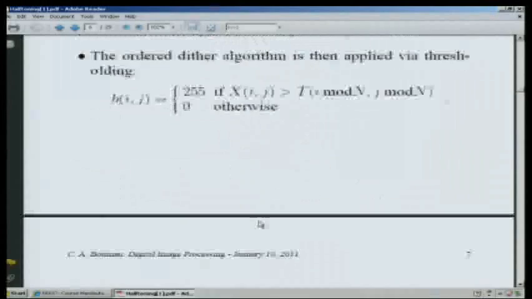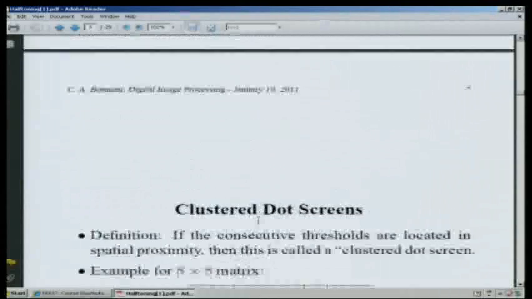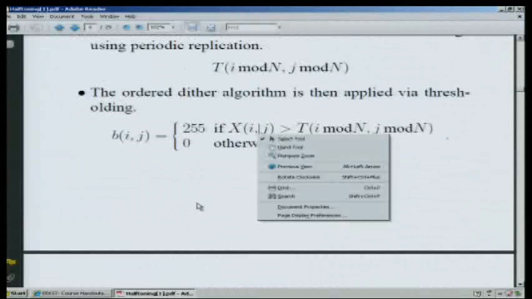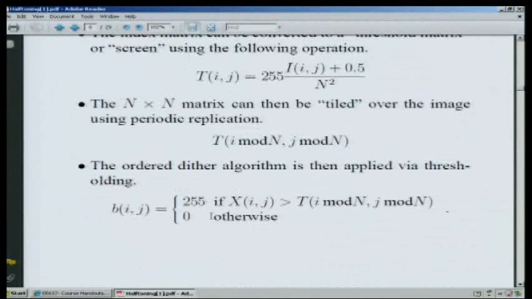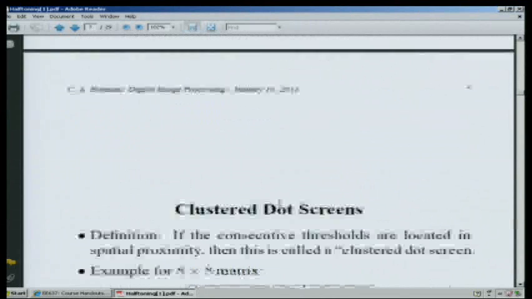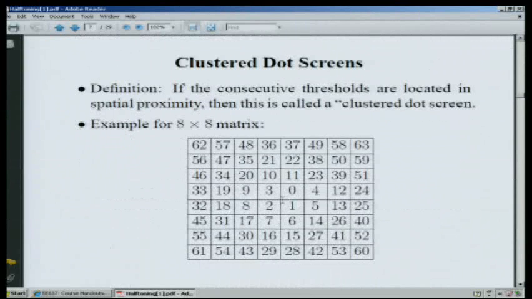Okay, so coming back to the slides, this is the threshold equation you want to apply. Now the question is, how do you design this threshold mask? You want it to have this wraparound property, like a tile on a floor in a kitchen.